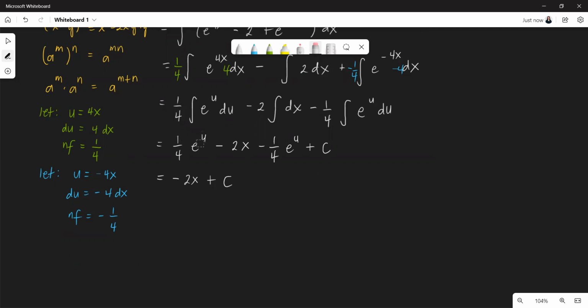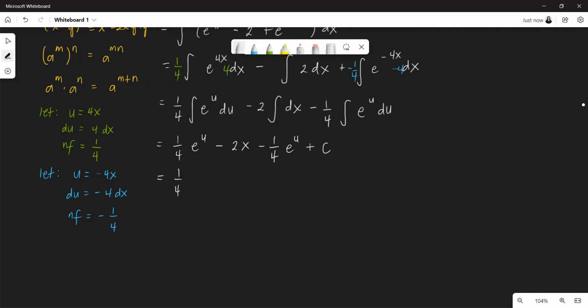Cannot be canceled out because the u's here are actually not equal. The u for the first term is actually 4x, and for the third term, it's actually negative 4x. So sorry for that. I need to erase this. If you are going to go back to the original variable, be careful with the substituted values. So the u here is 4x.